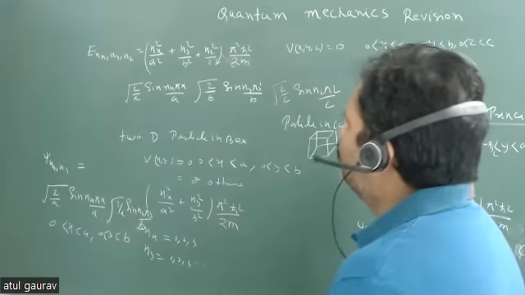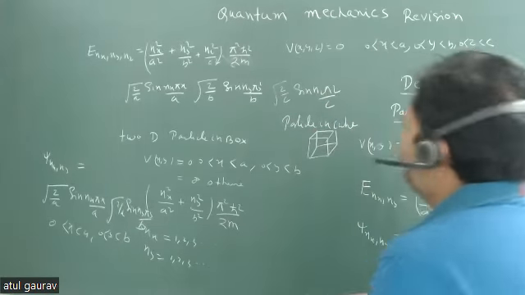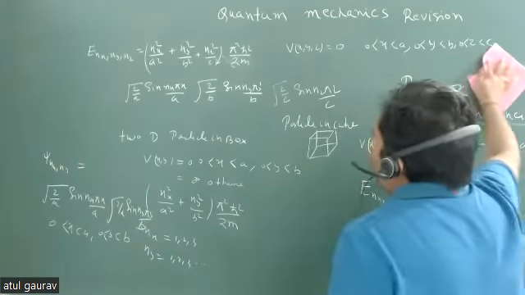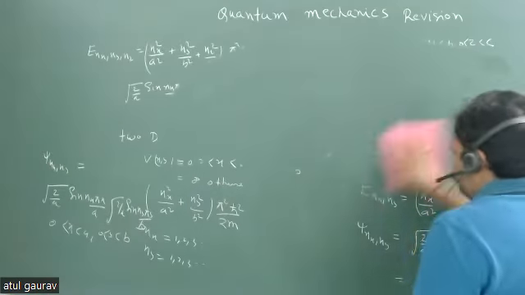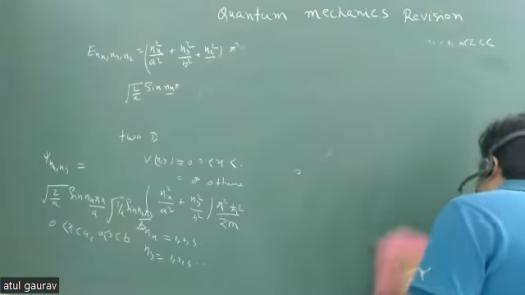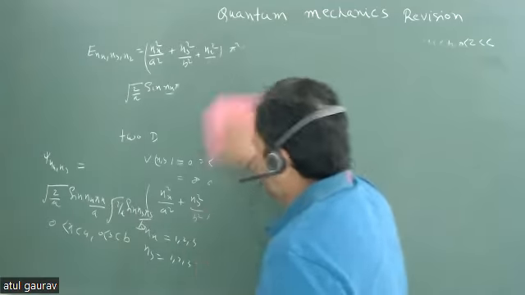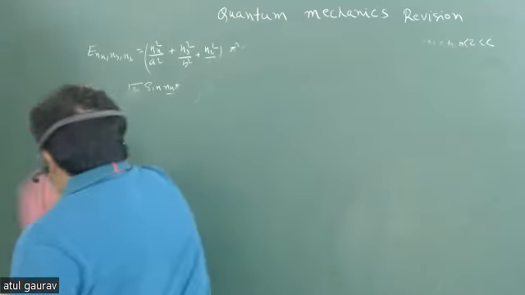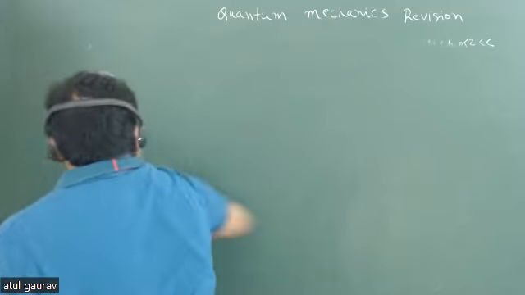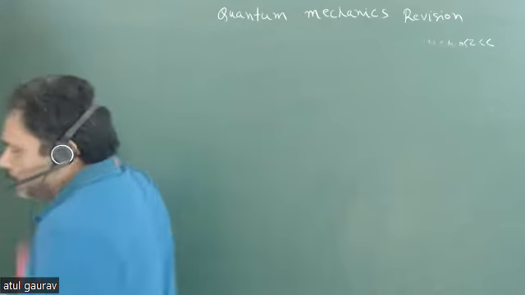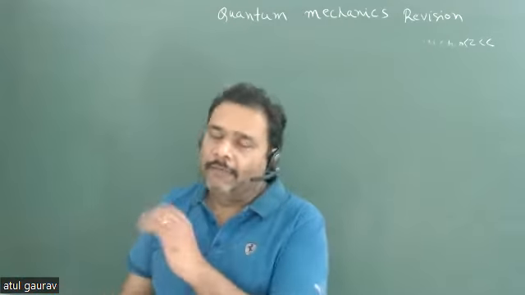So let's go for 2-dimensional and 3-dimensional harmonic oscillator. Then we will go for our main thing, that is angular momentum algebra and spin. So in this part you have to calculate degeneracy very well.